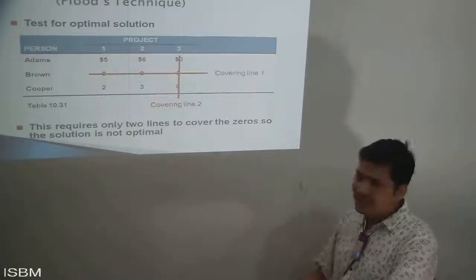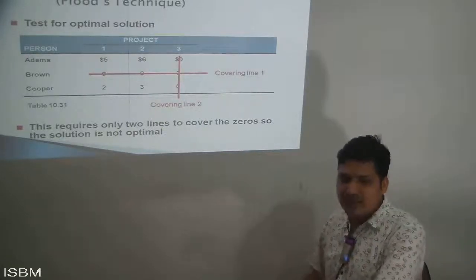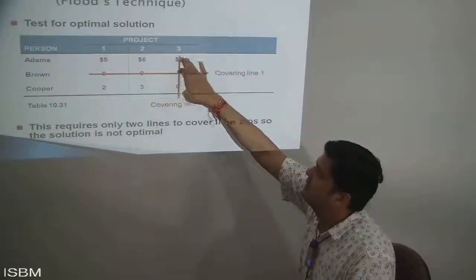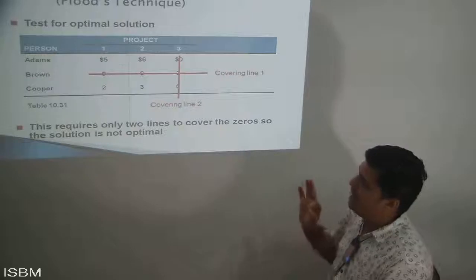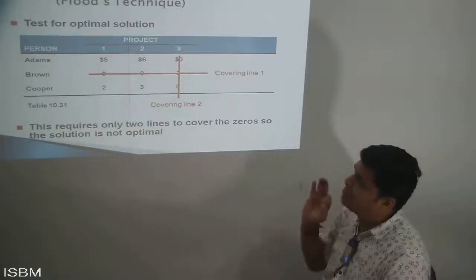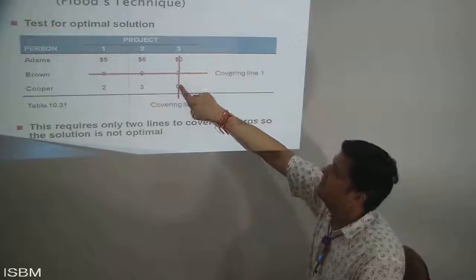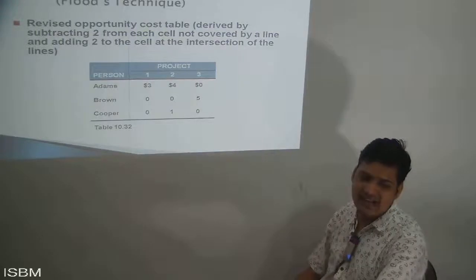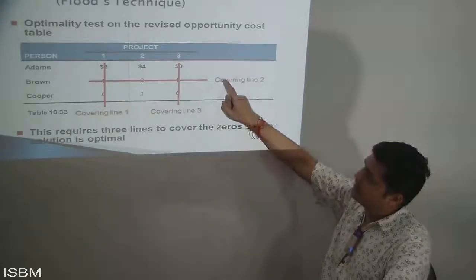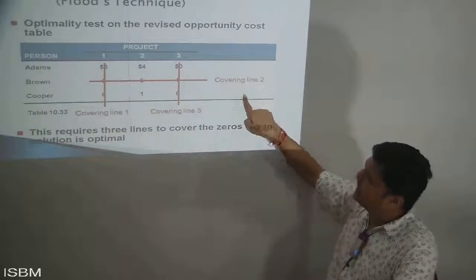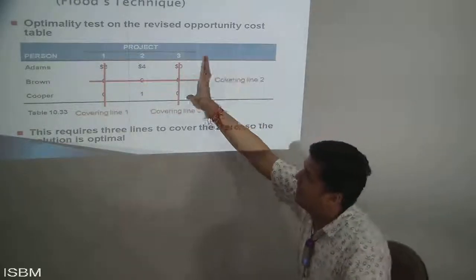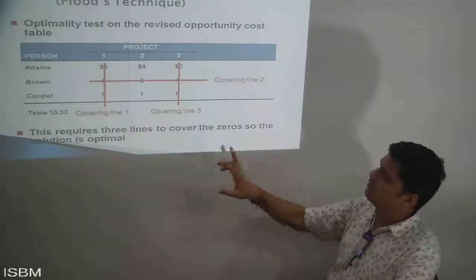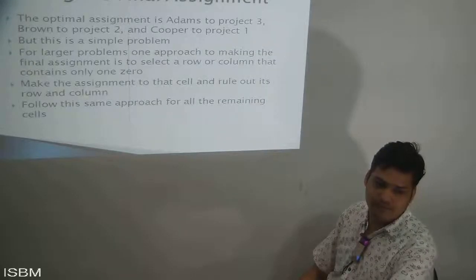Because there is one rule in the Hungarian method. This is a 3 cross 3 matrix, 3 rows and 3 columns. So at least 3 lines should be cut, because only 2 lines have been cut over here. Again we have to work on that, and we have to cut at least 3 lines in the 3 cross 3 matrix. If n is equal to 3, we have to cut at least 3 lines either by row or by column. So this requires 3 lines to cover the zeros so that the solution now becomes optimal.